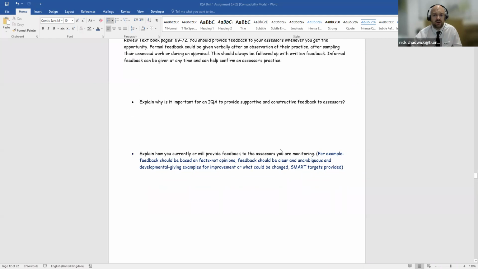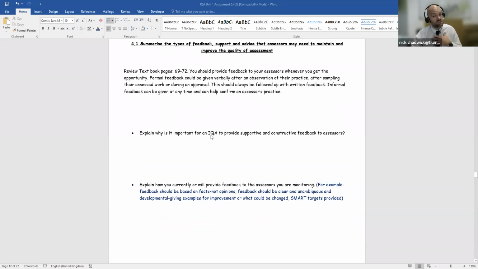To answer this question, I would like for you, first of all, to explain why is it important for an IQA to provide supportive and constructive feedback to assessors, okay? Of course, if we provide supportive feedback, they're going to grow as assessors, they're going to become more independent, they're going to become more efficient within their working role, and they're going to be very much current within the latest standards and assessment practice. So if you give them lots and lots of feedback, they're going to hopefully take that on board, and they're going to be aware of how to assess to the latest standards and criteria.